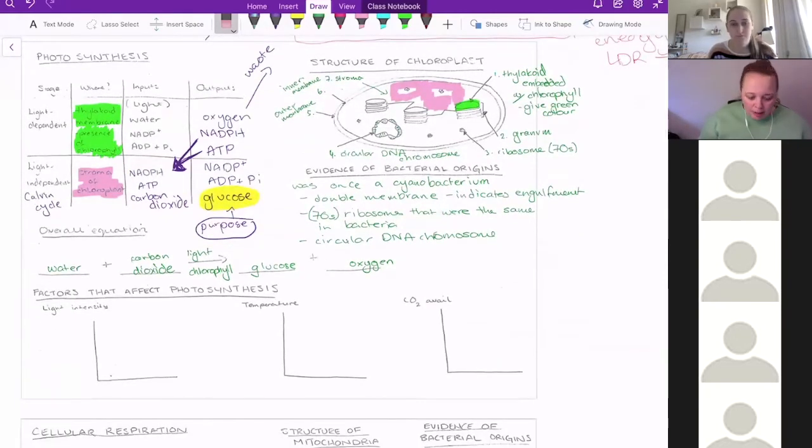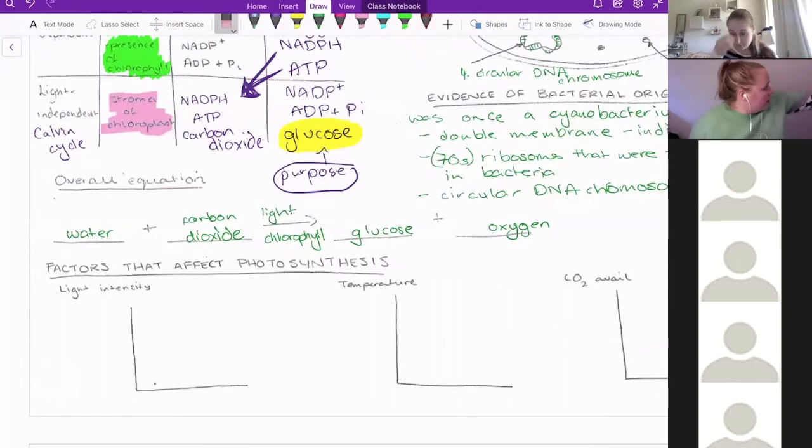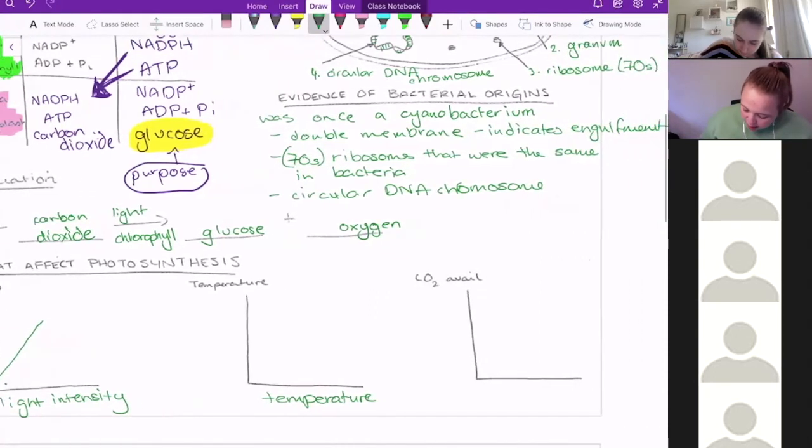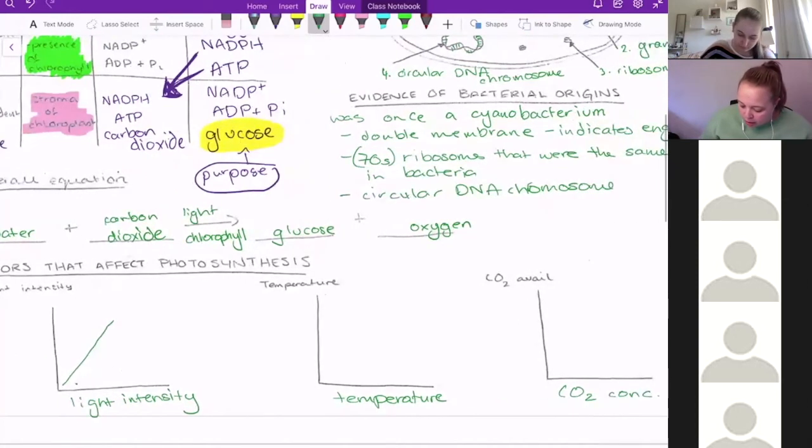The only other part of this section of the course is the factors that affect photosynthesis. We always measure our light intensity, the thing that we're changing, our independent variable, on the x-axis. So light intensity will go on my x-axis. One of the other factors that can affect photosynthesis is temperature, and the final one is CO2 concentration or CO2 availability. If it's something I'm changing, I'm going to put it down the bottom.